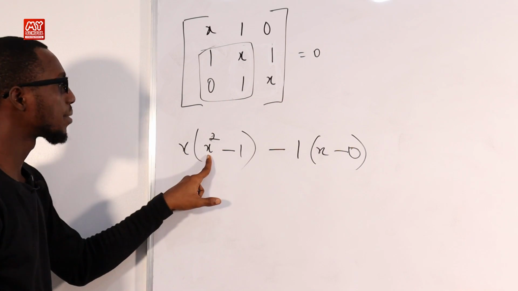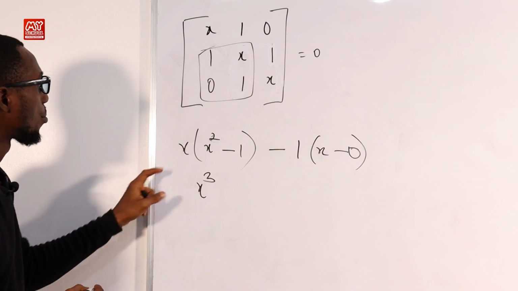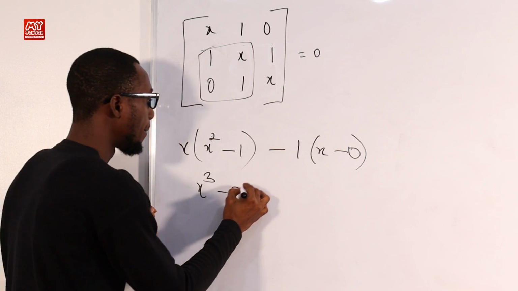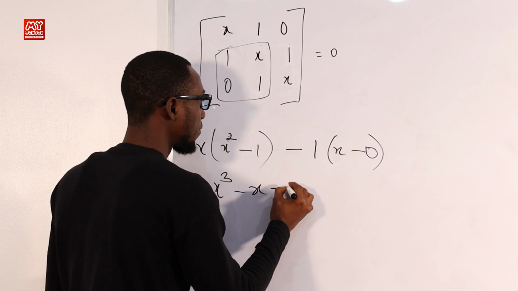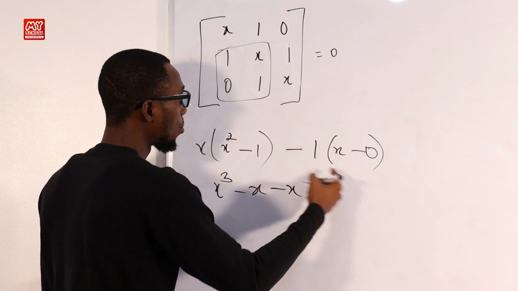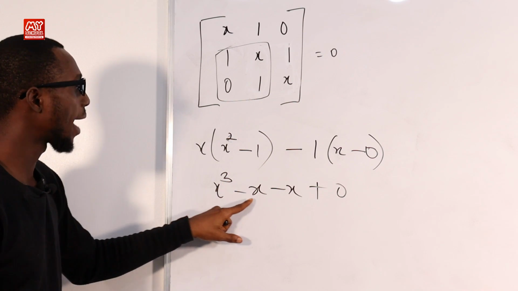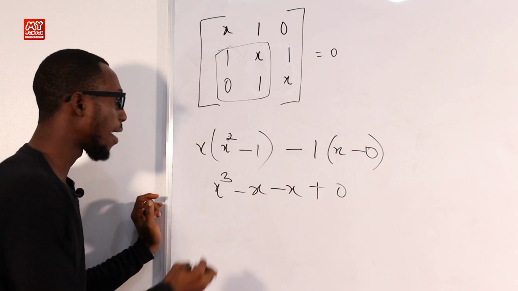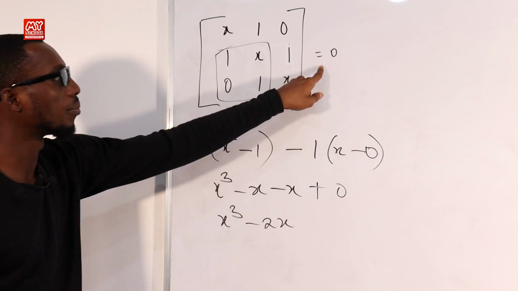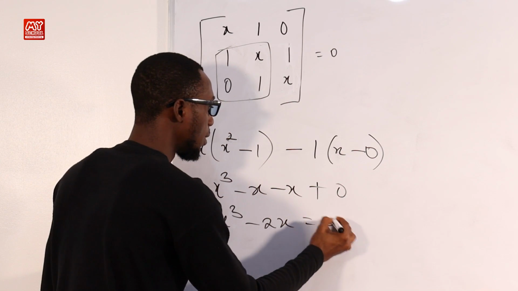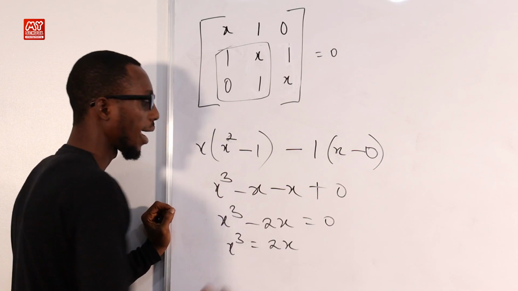So we have x times x squared, we have x cubed. Then minus 1 times minus 1, we have minus x. Minus 1 times x, we have minus x. Minus 1 times 0, we have plus 0, so this is not needed. So we have x cubed minus x minus x, we have minus 2x. Remember it all equals 0. So I would have x cubed equals 2x.